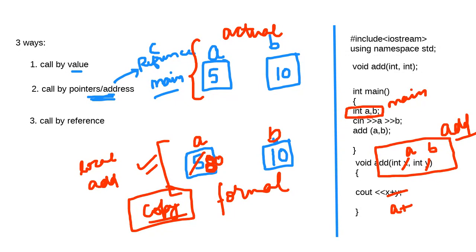So this works as a plus b, but then again, if I write here a equal to 80, is there any change in the original copy? Or will it still look the same? It looks the same, right? 80 is only updated in this copy of A because this is local to add, right? But still there is no change in the actual parameters.